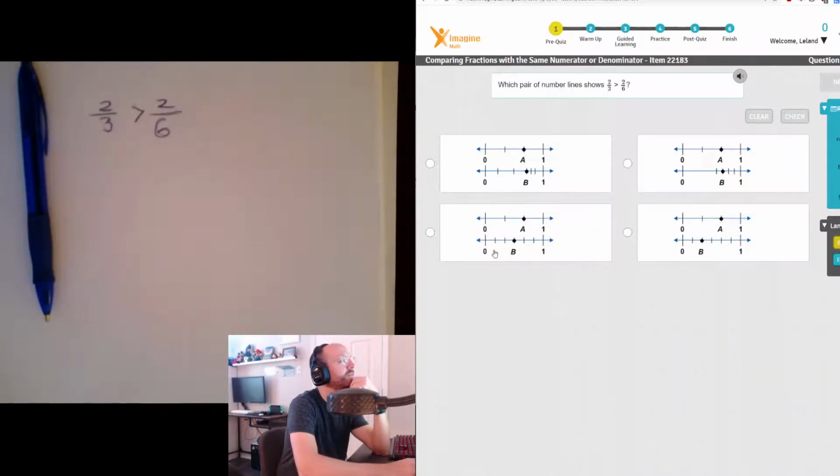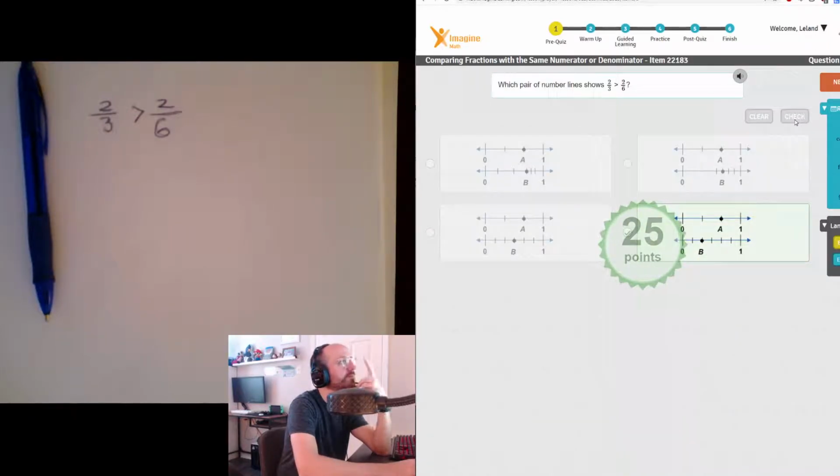But we want to be careful. We're not counting the lines. We're counting the spaces here. So this would be 1, 2, 3, 4, 5, 6 spaces between 0 and 1. I think it's that. What about this? 1, 2, 3, 4, 5, 6. Oh, and this is 1, 2, 3, 6, not 2, 6. Easy. Got it.